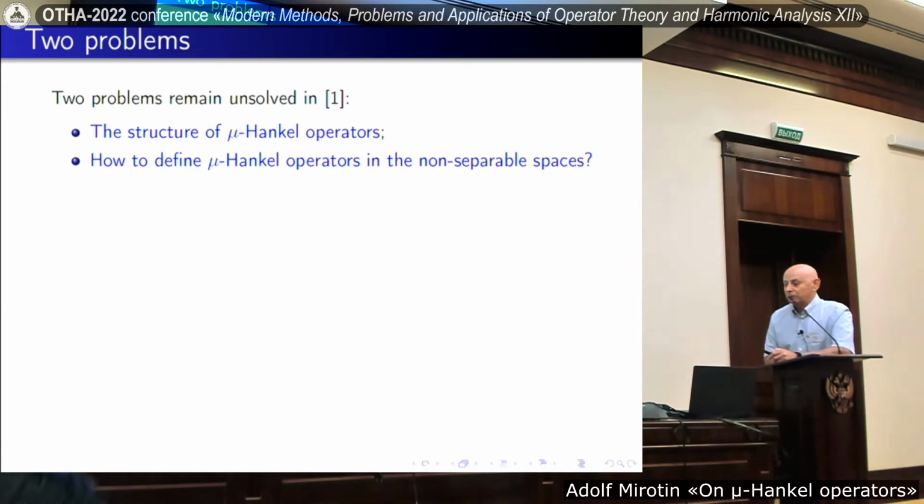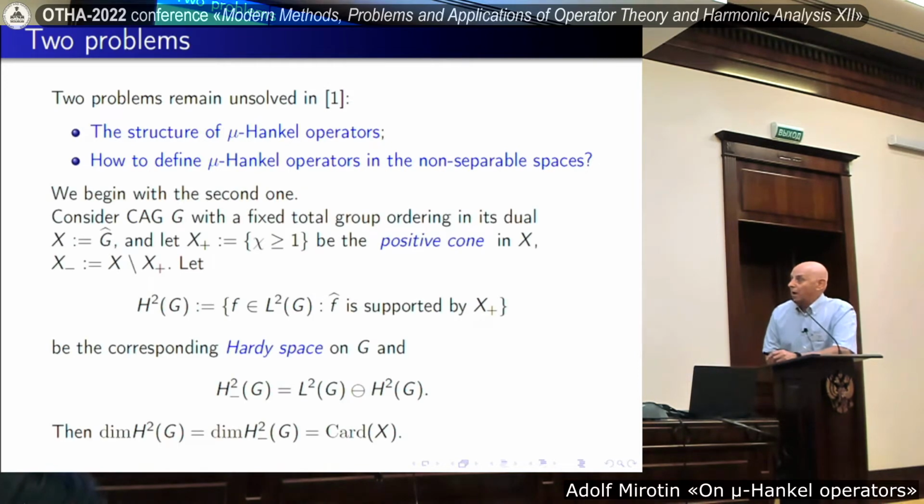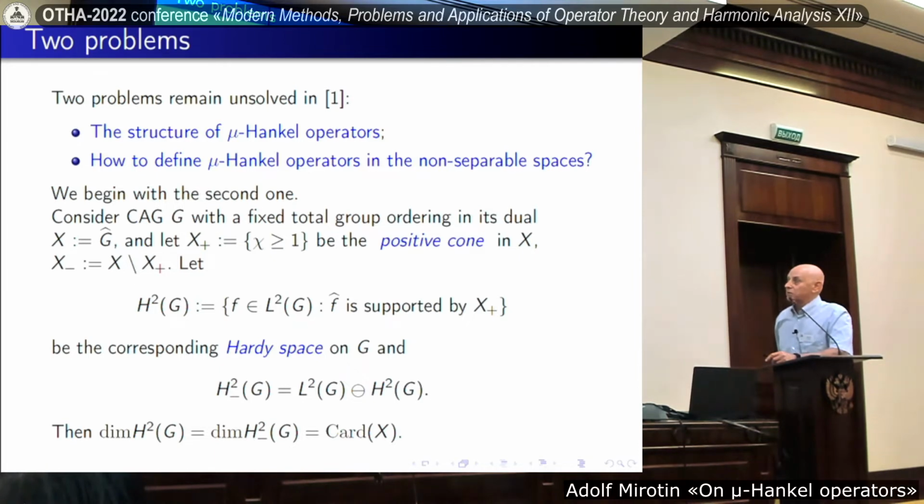I want to explain how to define mu-Hankel and, in particular, Hankel operators between non-separable Hilbert spaces. And in several important special cases, I explain the structure of such operators. In my opinion, a convenient approach to the non-separable case is as follows. We consider a compact abelian group G with the dual group X, and we fix a total group ordering in X. With respect to this ordering, X plus is a so-called positive cone in X. This cone consists of such characters chi that are greater than or equal to the unit character 1. And the complement of X plus, denoted X minus, is a so-called negative cone.